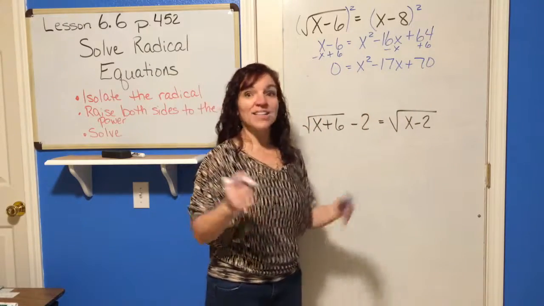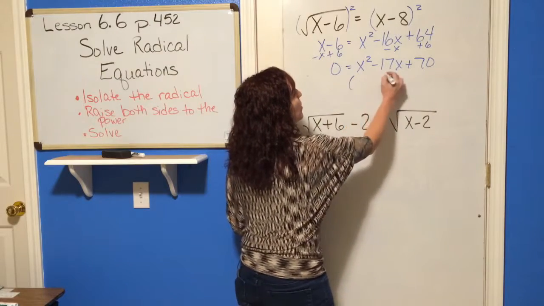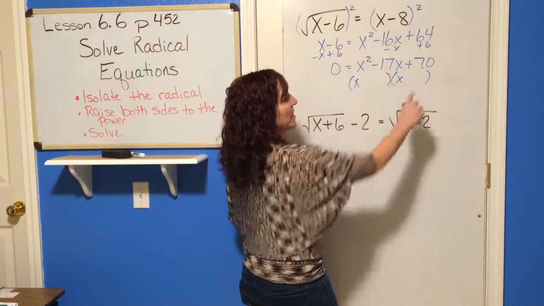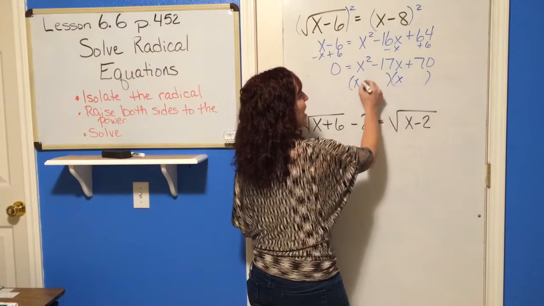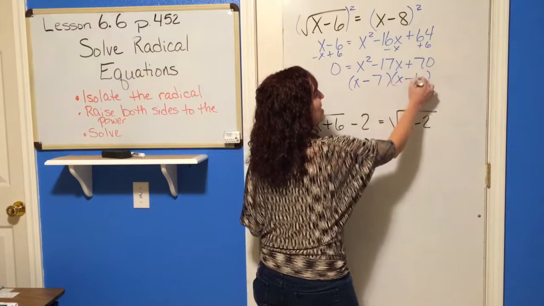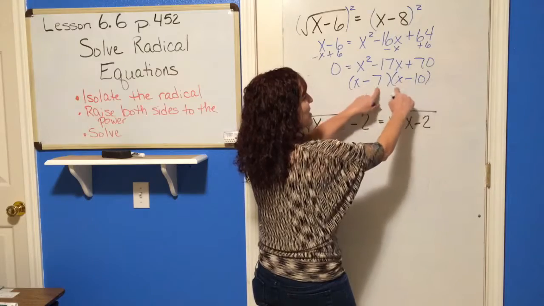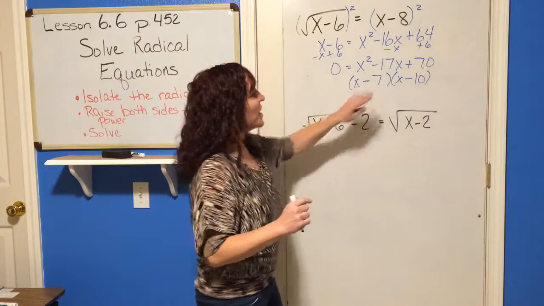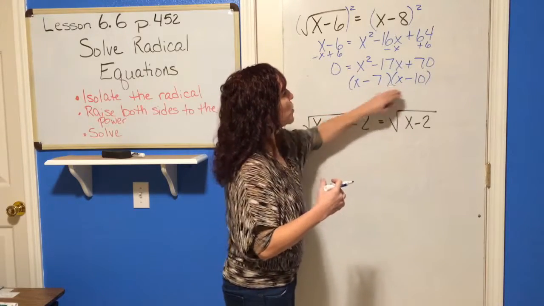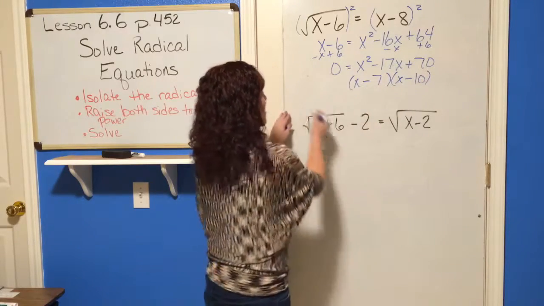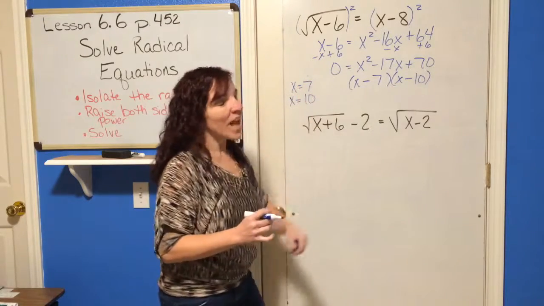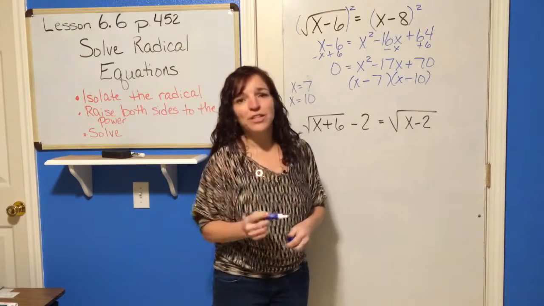And now to solve for x, remember you're just going to do FOIL backwards. So x times x is x squared. And you know both signs are going to be negative because they're the same. And now 70 is 7 times 10. And 10x plus 7x is 17x. Now, you're not quite done because you need to solve it. So if you set each of these equal to 0, now our x is going to be 7 and x equals 10.